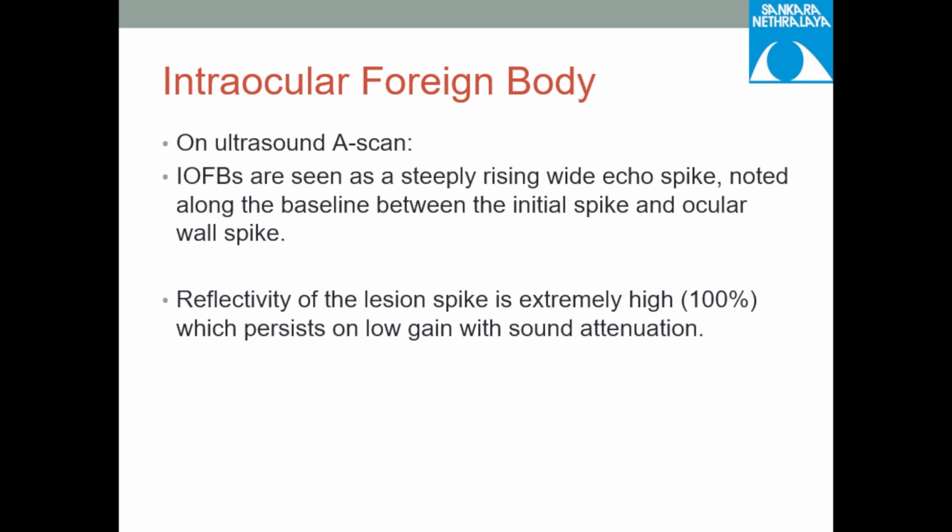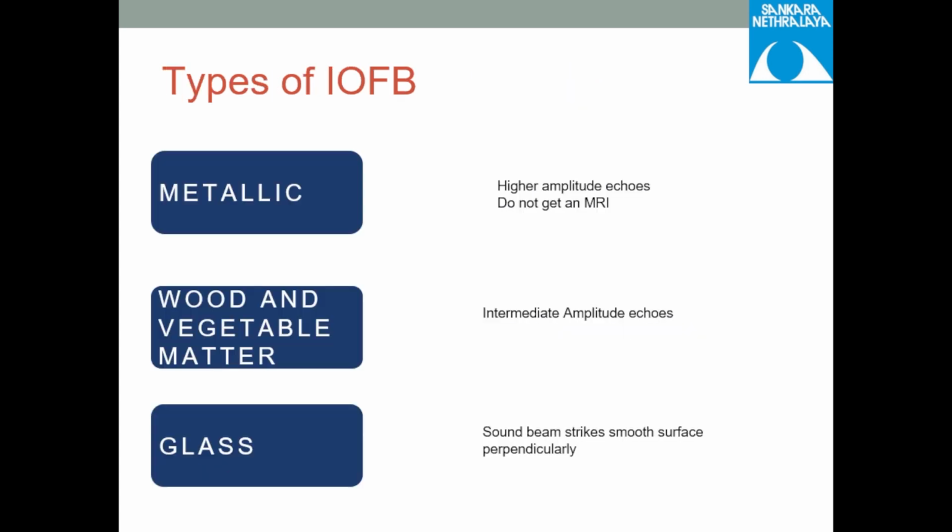Intraocular foreign body on A scan is seen as a steeply rising white echo spike noted along the baseline between the initial spike and the ocular wall spike. Reflectivity of the lesion spike is extremely high, 100%, which persists on low gain with sound attenuation. The foreign bodies can be metallic, where high amplitude echoes are recorded and where we don't order an MRI. They can be wood or vegetable matter, where intermediate amplitude echoes are recorded. And glass can be recorded only if the sound beam strikes it.